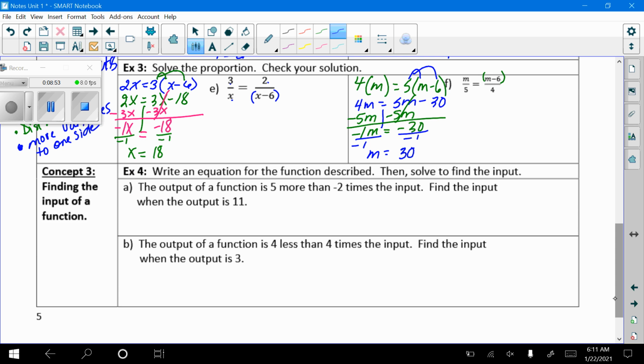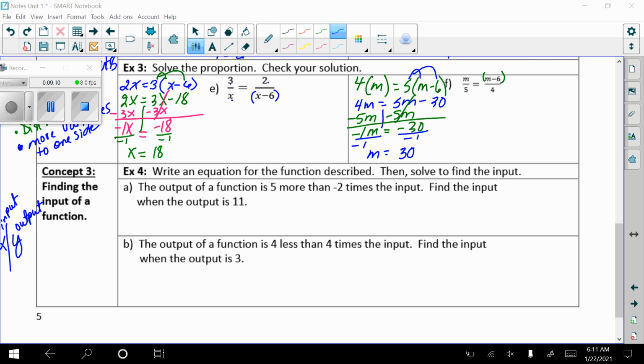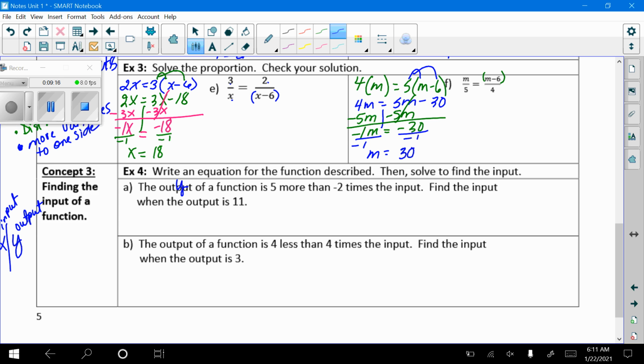Concept 3, we're going to find the input and the output of a function. So when I'm talking about input and output, hopefully you realize it's x and y. X is my input, y is my output. So anytime I see the word input, I want an x. Anytime I see an output, I want the y. So output of a function is, means equals, 5 more than -2 times the input. Input means x.